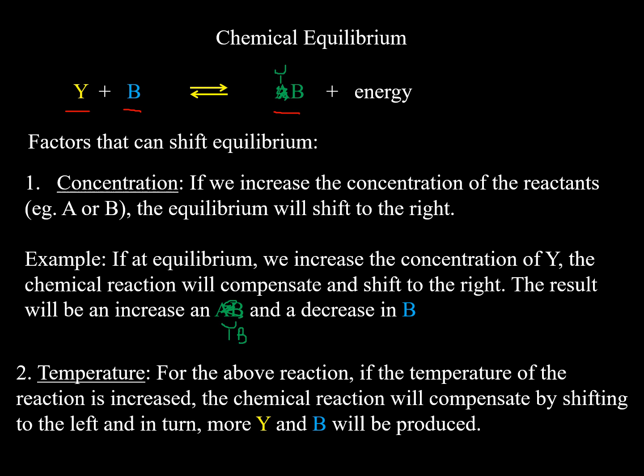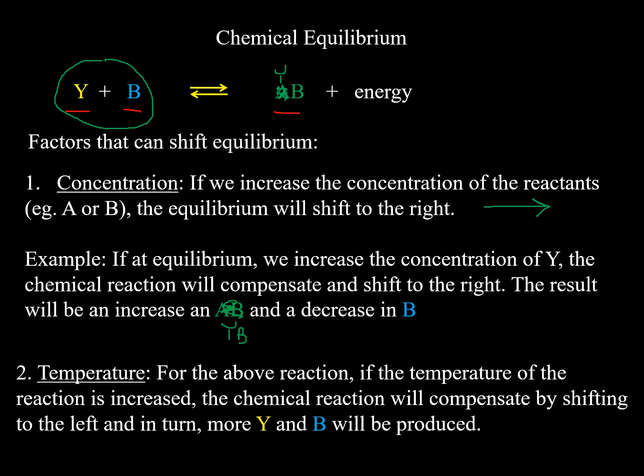So in this case, we have if the concentration is one of the factors. What happens is, a typical question you'll see in the lab, you put Y and B in a beaker, and over time it forms an equilibrium. Once the equilibrium is reached, the question will be, what happens if we increase the concentration of the reactants? Well, if we increase the concentration of the reactants, we say the equilibrium will shift to the right.